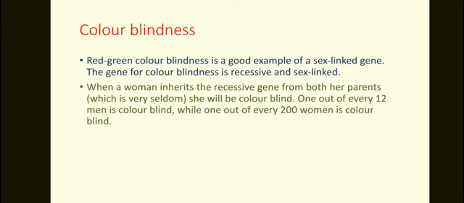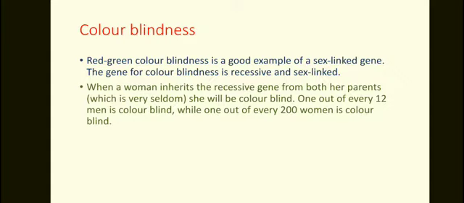You can notice here that the X chromosome is bigger than the Y chromosome, more than twice as big. In this case, the recessive gene for color blindness is on the X chromosome. The Y chromosome does not carry any gene for color blindness. You can notice that the gene for color blindness is on the X chromosome.